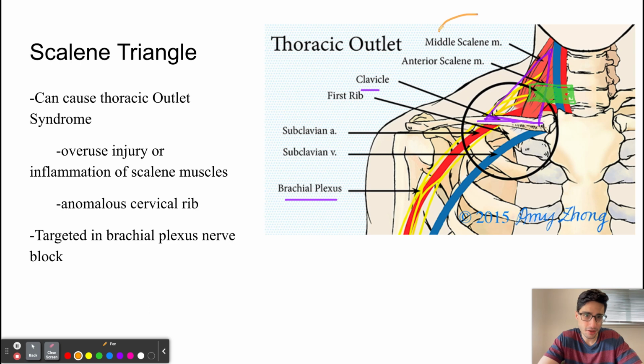So imagine if you put on a backpack and then there's this downward pressure that is coming. And so this downward pressure can then compress the brachial plexus with the cervical rib, and so that can ultimately cause symptoms of pain and tingling. And so that is what the patient is experiencing, and when she takes off the backpack, the symptoms resolve.